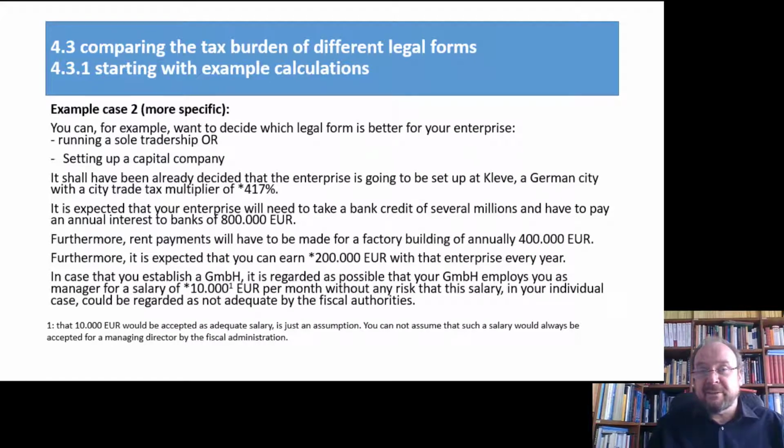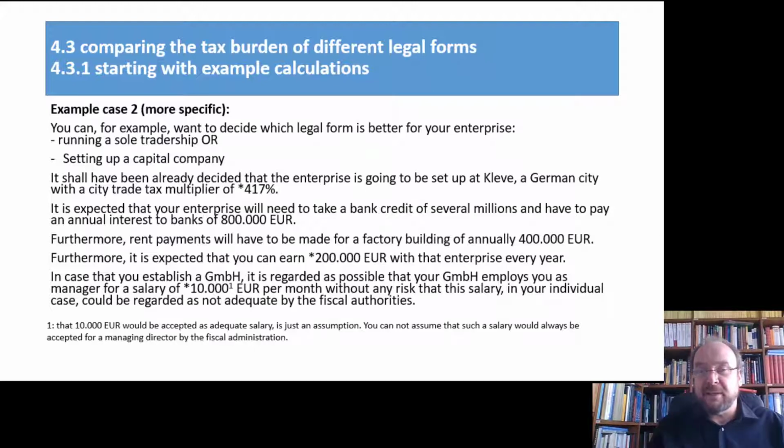In case you establish a GmbH, somebody told you that it were possible that your GmbH employs you as a manager for a salary, that the employment contract would be accepted. And additionally, we just assume that you got the signal that a monthly salary of 10,000 would be regarded as adequate for this GmbH, for a manager with your qualifications and for the concrete situation.